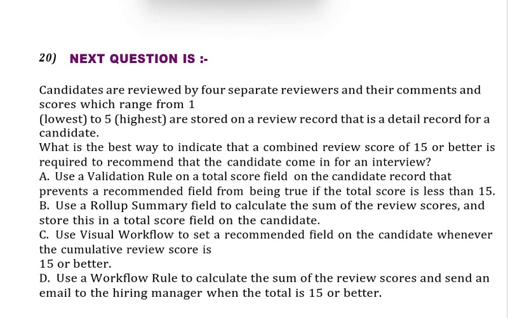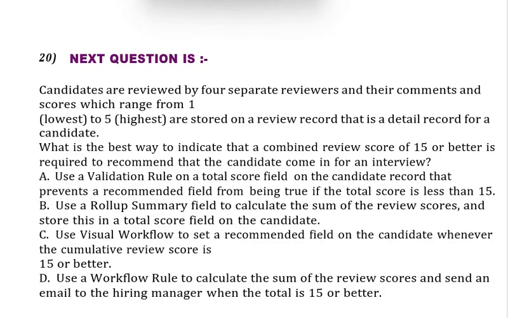Option A. Use a validation rule on a total score field on the candidate record that prevents a recommended field from being true if the total score is less than 15. Option B. Use a roll-up summary field to calculate the sum of the review scores and store this in a total score field on the candidate.